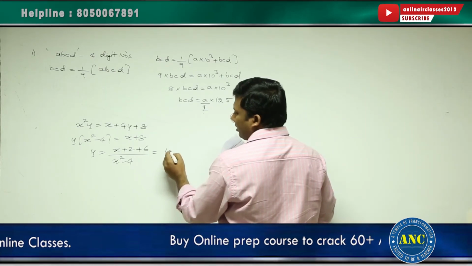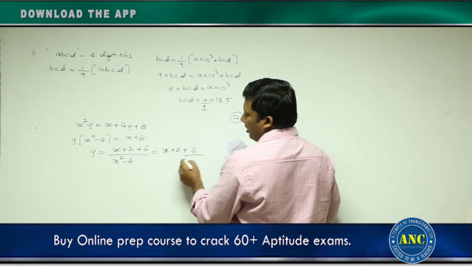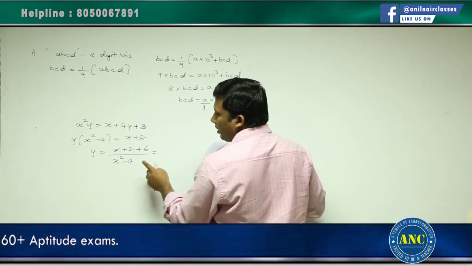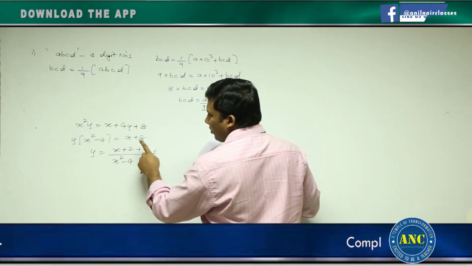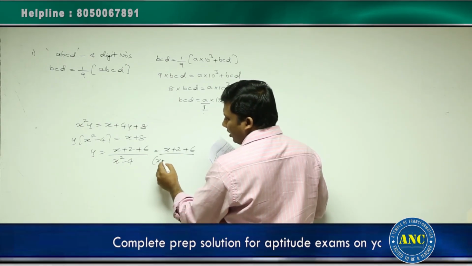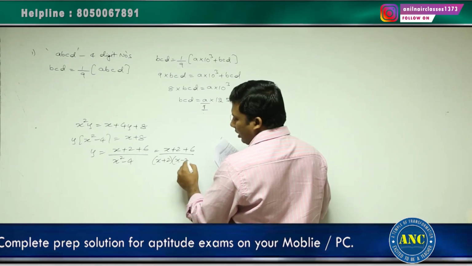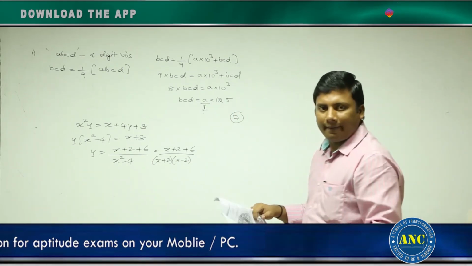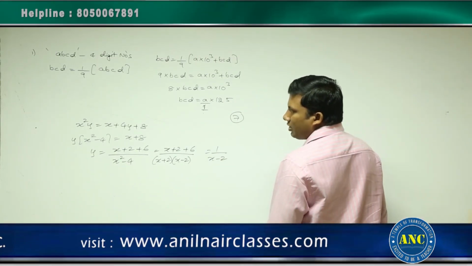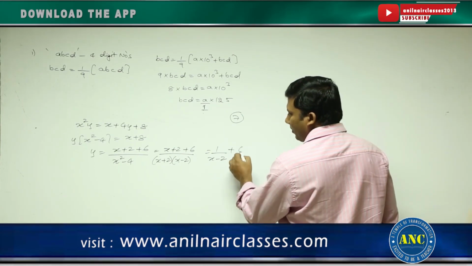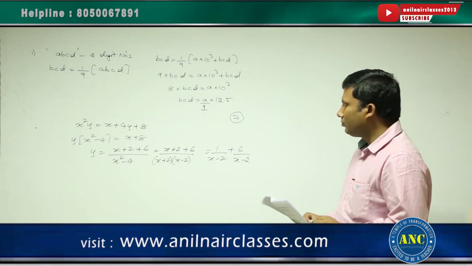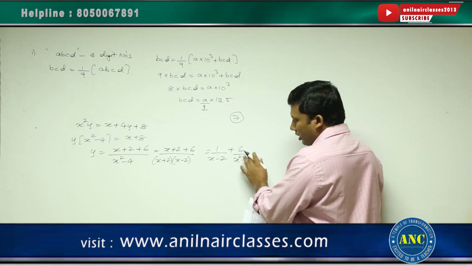Or can I write it as like this? x plus 2 plus 6 divided by x plus 2 into x minus 2, so this will become y into x square minus 4 equivalent to x plus 8. Am I right? So this will be 1 by x minus 2. What is the next one? Plus 6 by x minus 2 into x minus 2, x square minus 4. Am I right?